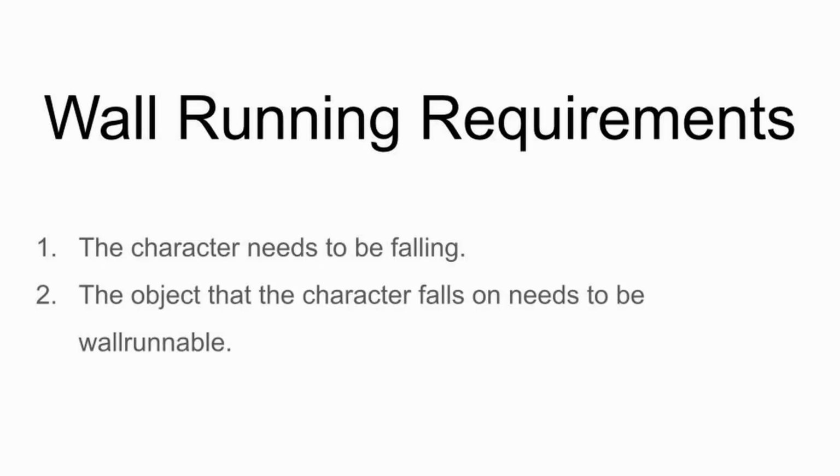Alright, the next thing we need to do is implement our second requirement for wall running. The second requirement is that the object that the character hits should be wall runnable. We need to find a way to place an object in our level, like a static mesh actor, and mark it as a wall runnable object. There are multiple ways you can do this.